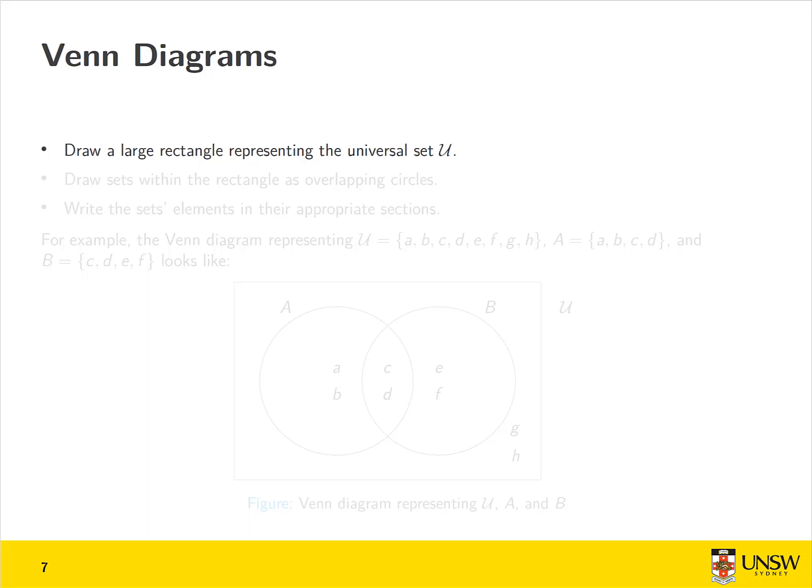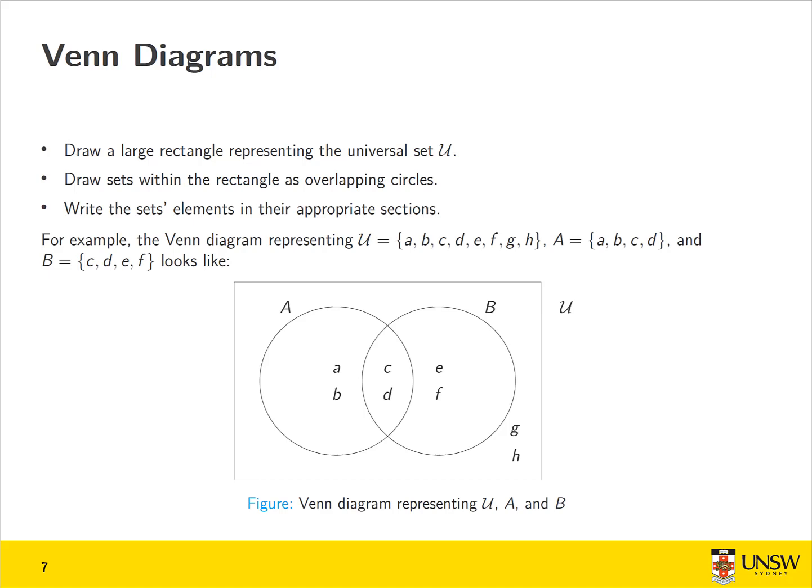A useful way to visualize sets is to represent them pictorially using Venn diagrams. To create a Venn diagram, first draw a large rectangle to represent the universal set. Then within this rectangle, draw circles representing any other sets. Usually these circles will all overlap each other in different parts. We can then write the elements of each set in those sections that belong to the sets that they can be found in. For example, using the sets U, A, and B from the previous example, we can represent them in a Venn diagram like this.